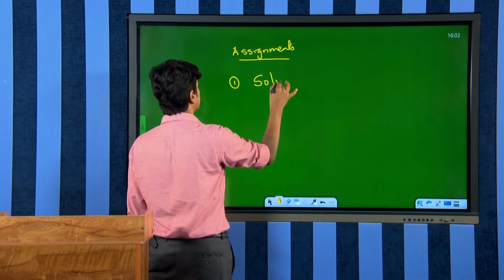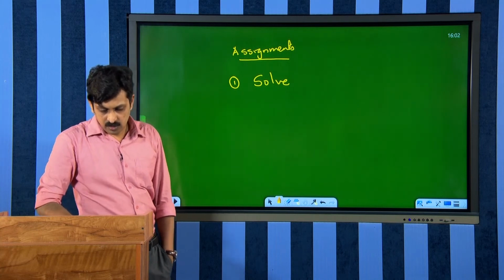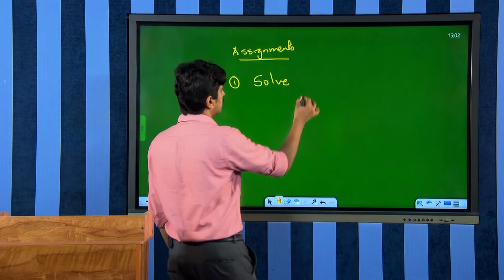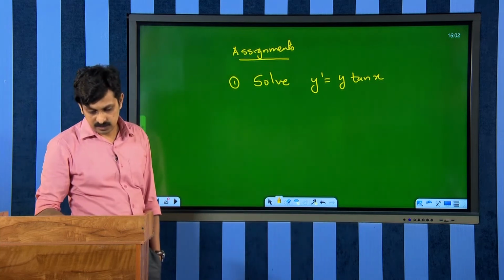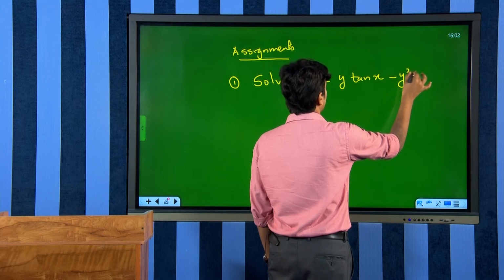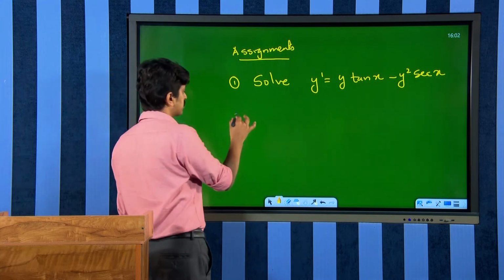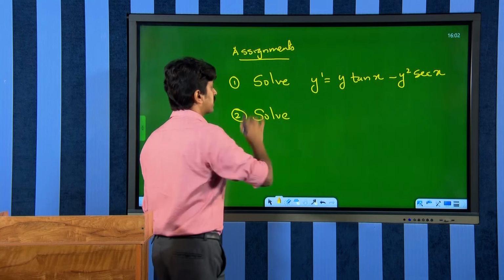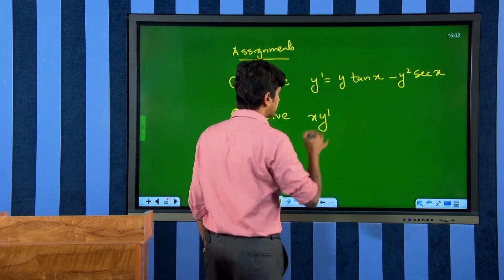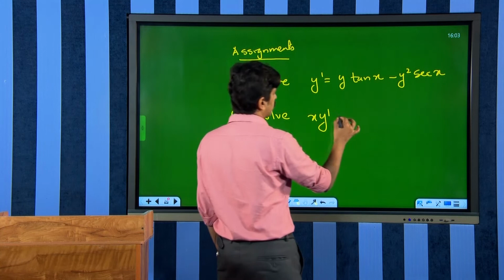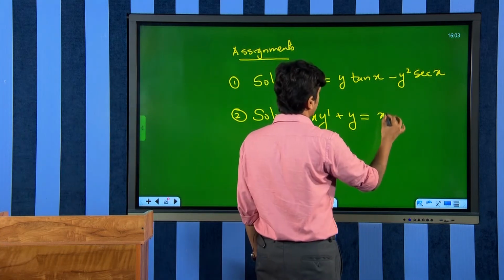First one, solve the differential equation y dash is equal to y tan x minus y square sec x. While rearranging this question, you will get the actual Bernoulli's equation. Next question, solve x y dash plus y is equal to x square y square log x.